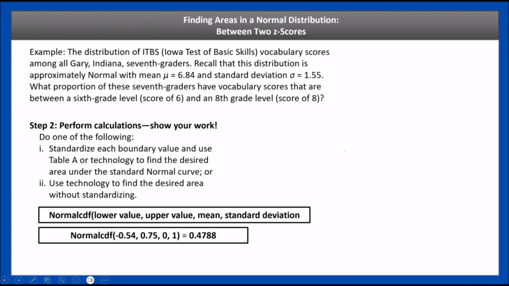Now, we need to provide a lower value and an upper value. So in this case, the lower value is the z-score of negative 0.54, if you recall, and then the upper value was 0.75. Those are our two in-between values. And if we do that, notice that we get the same answer.